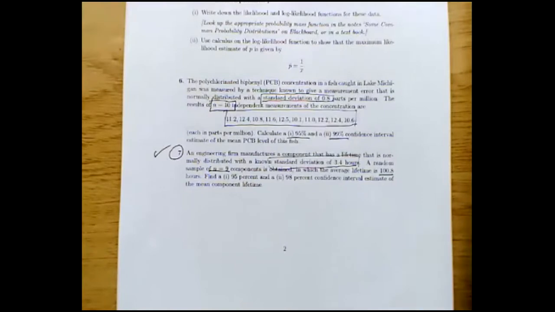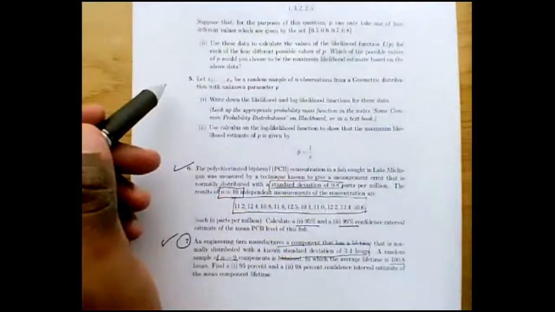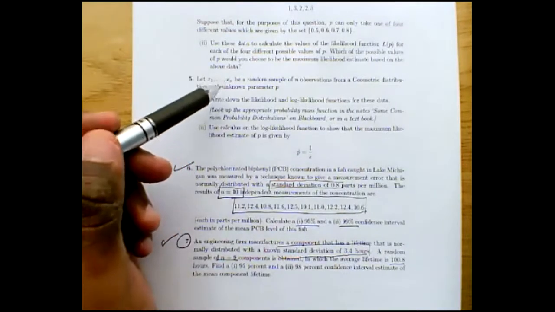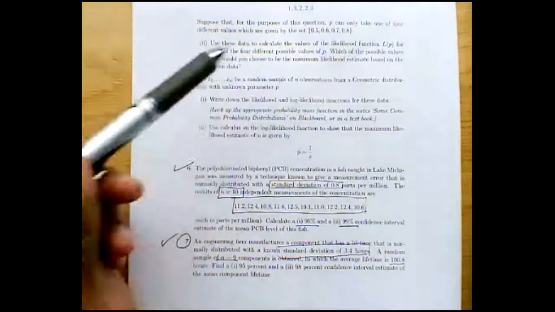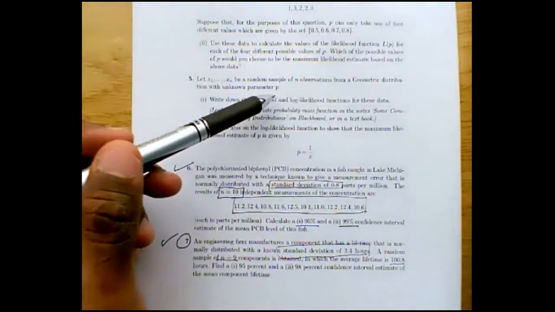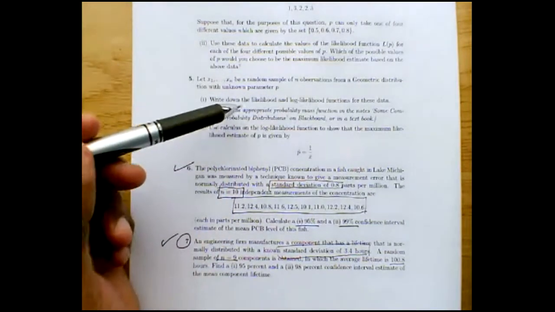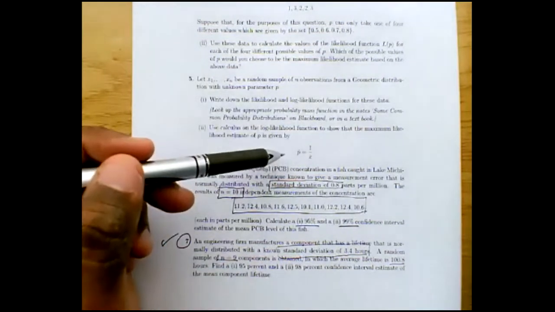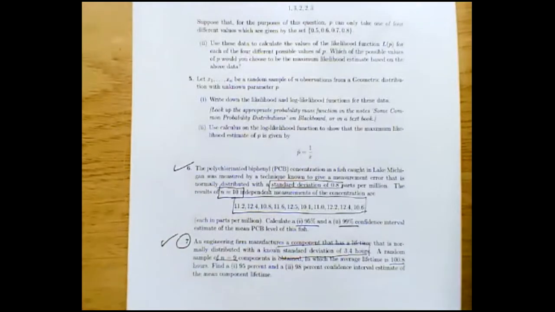Questions 5, 6 and 7 are done. The next I'm going to look at is question 5. Here you have a random sample from a geometric distribution with unknown parameter p. The question is to write down the likelihood and find the maximum likelihood estimator. I think I did this question earlier, but I would do it again if you'd like me to.